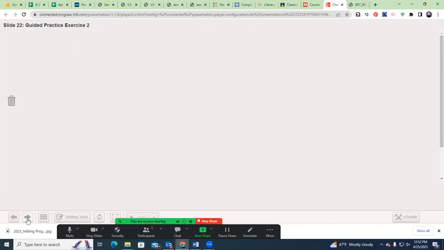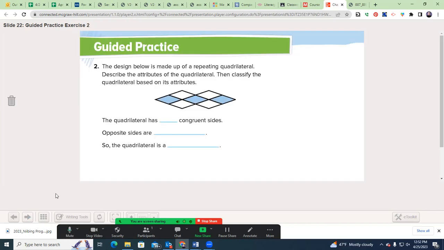Welcome back. The design below is made up by repeating quadrilateral. Describe the attributes of that quadrilateral. So let's look at one of the blue ones here. It has how many congruent sides? This way. Yeah, opposite sides are parallel. So it is a rhombus. Go ahead and fill that in.